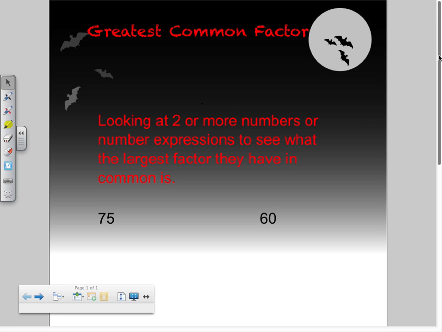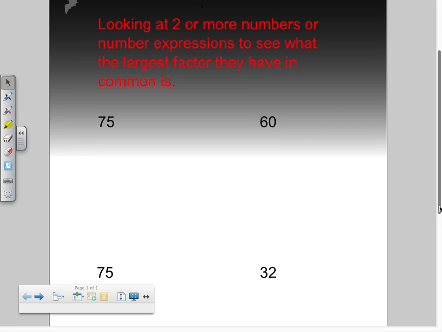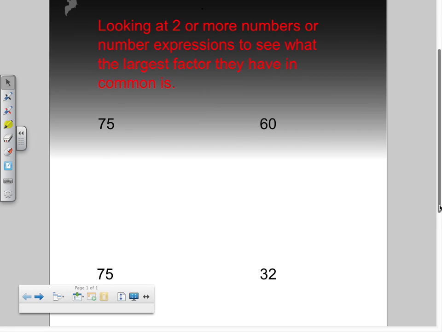So if we were looking at the first example, 75 and 60, we want to think about what numbers go into those numbers. And then we want to figure out, well, what's the biggest one that they have in common? Again, you've done this before, and some people can just look at it and get the answer. But it starts to get a little more complicated when you add variables to it. So I'm going to show you what I think is a good method. However, if you have another method that seems to work, then by all means use it.